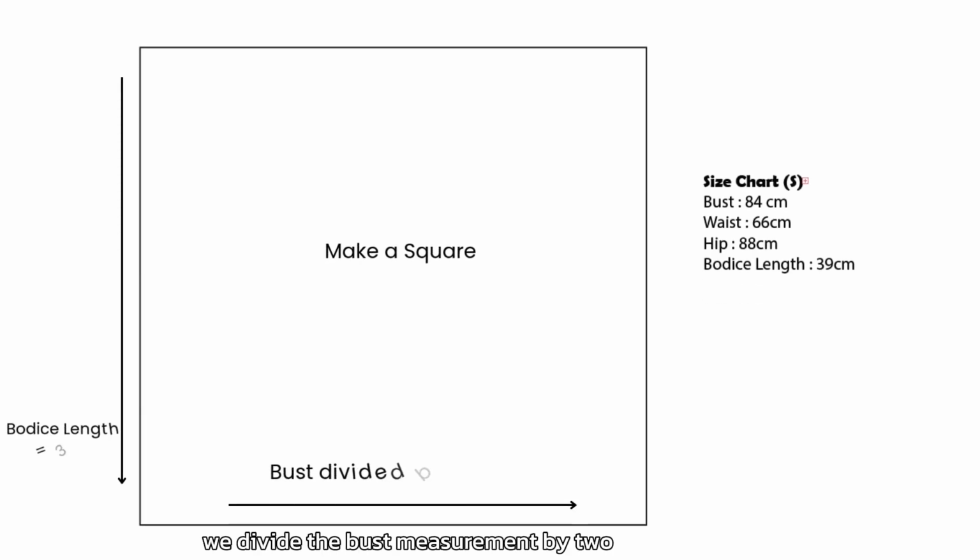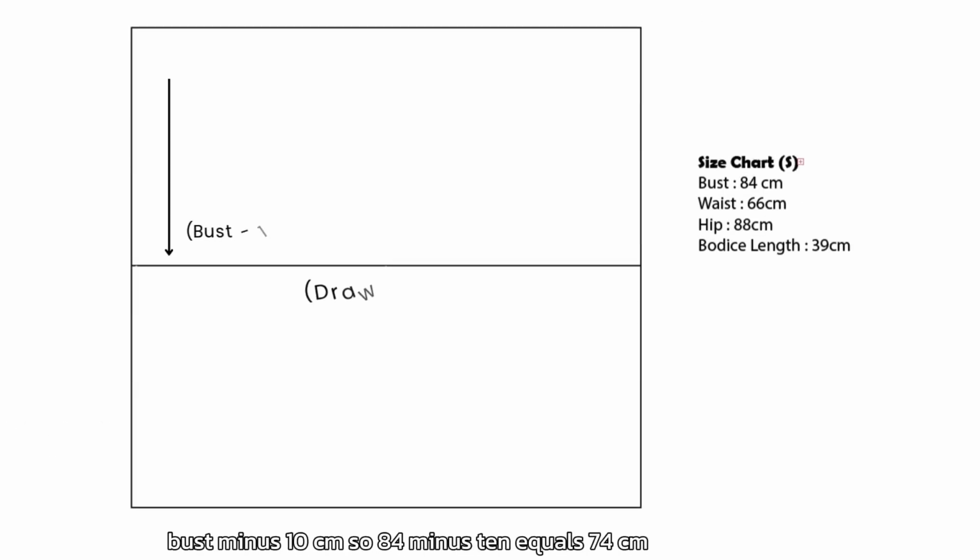For the width, we divide the bust measurement by 2. For example, 84 cm divided by 2 equals 42 cm. The body length is from the size measurement, about 39 cm. Then, draw a center line using this formula: bust minus 10 cm, so 84 minus 10 equals 74 cm.